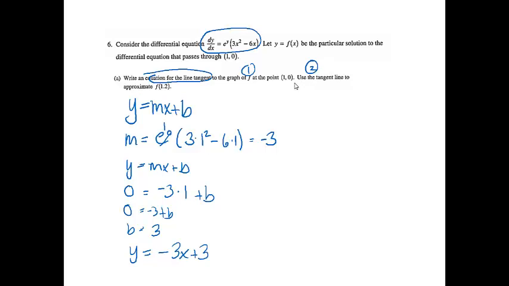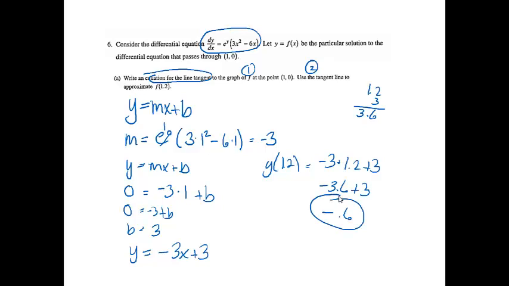2, use the tangent line to approximate f(1.2). What they want me to do is actually plug 1.2 into my tangent line to see what I get as an answer. So I'm just going to say y(1.2) is equal to -3 times 1.2 plus 3. We don't get to use our calculator, so I'm just going to do a little multiplication up here. We'll get negative 3.6 plus 3, which is negative 0.6. So that would be my answer for that.